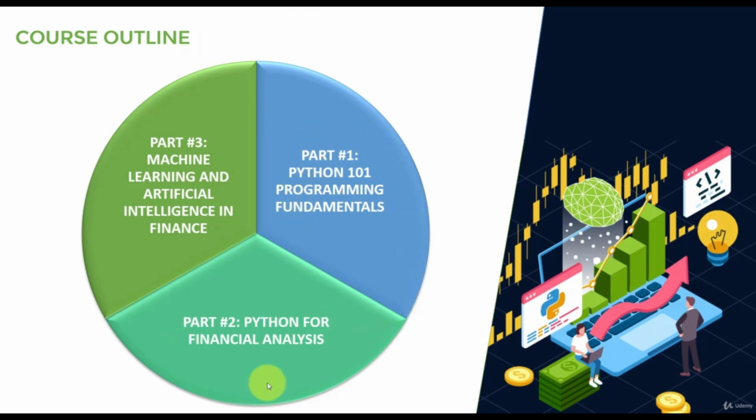And then for part 2 of the course, we are going to shift gears a little bit, and we are going to cover Python for financial analysis. We're going to learn a lot about how to visualize stock financial data. We'll learn how to calculate the Sharpe ratio. We'll learn about the capital asset pricing model, or CAPM. We'll learn how to do Monte Carlo simulations, and also how to plot the efficient frontier. We will cover all these topics in great detail in part number 2 of the course.